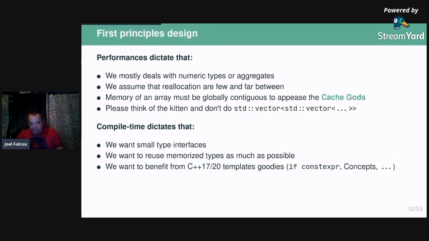Some of those limitations are actually to be lifted in the actual library, but I wanted to have something that fit in an hour slot, so let's go on that. So we want to deal with numeric types or aggregates of numeric types, so no polymorphic object. It's not a generic vector. It's something to deal with numeric things.